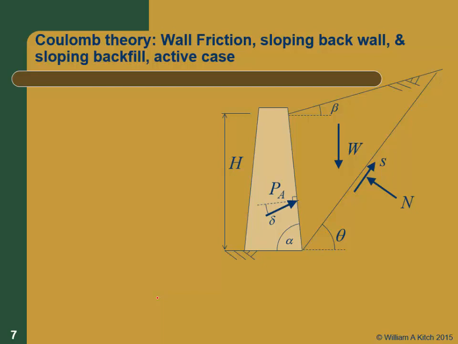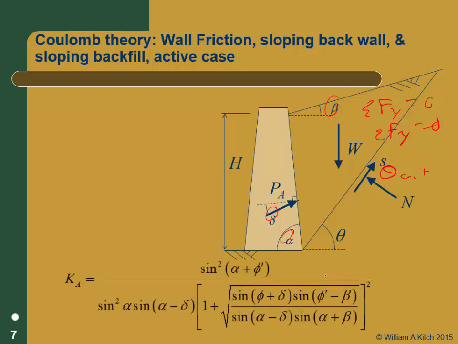So the little short derivation we did, where we use summation of forces x equal to 0, summation of forces y equal to 0, and then we find theta critical, and then go back and calculate the earth pressure. It's the same process, except now we've got these other three variables in the process. So when we do that, we get this really nice equation for the active earth pressure coefficient.